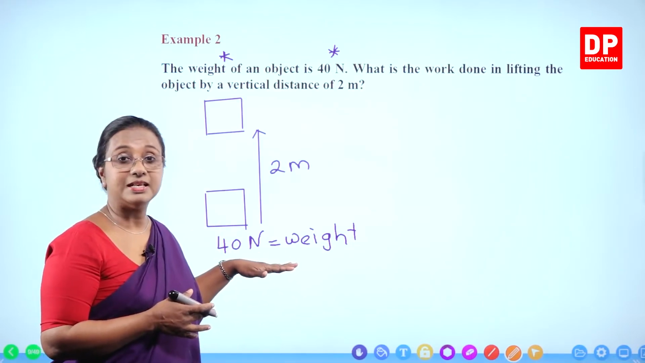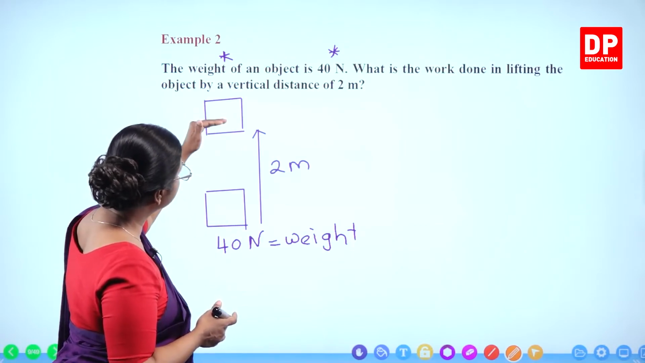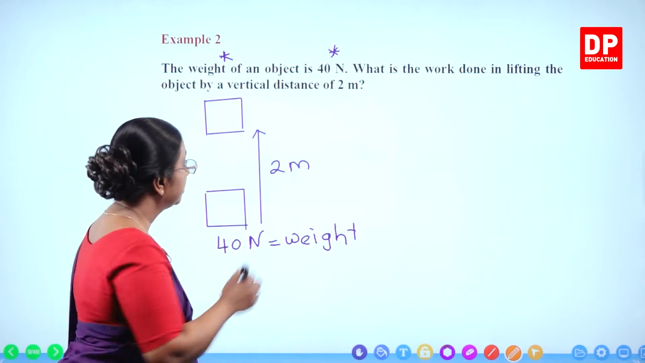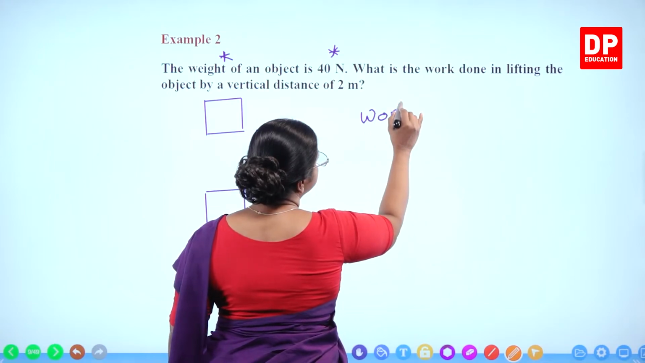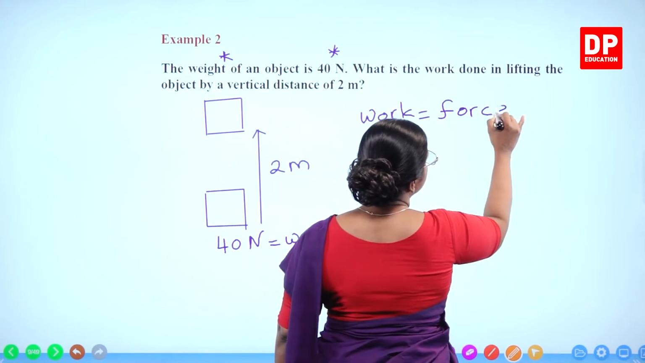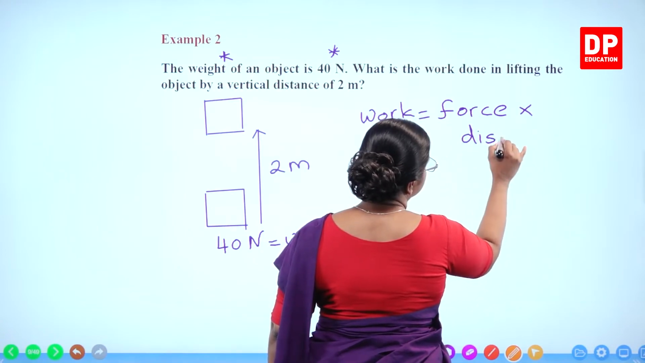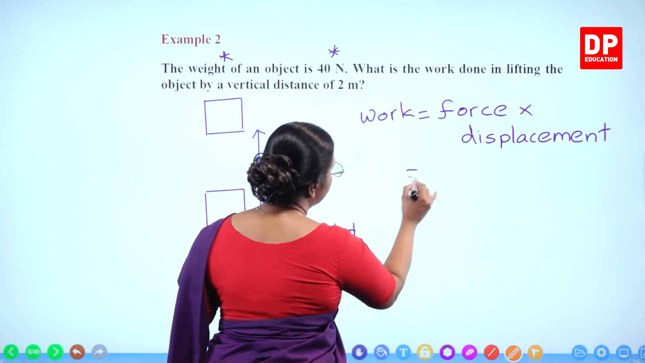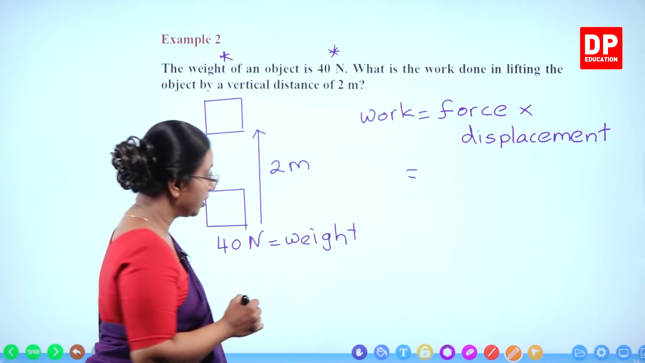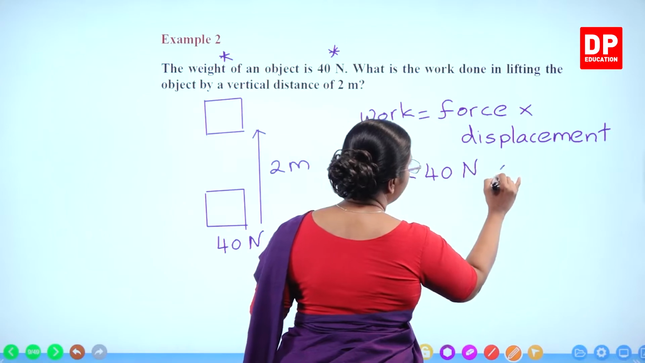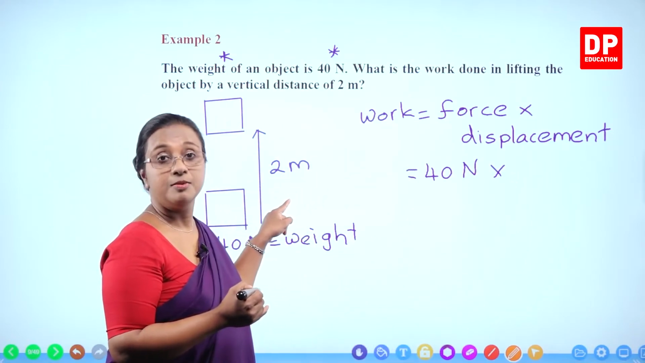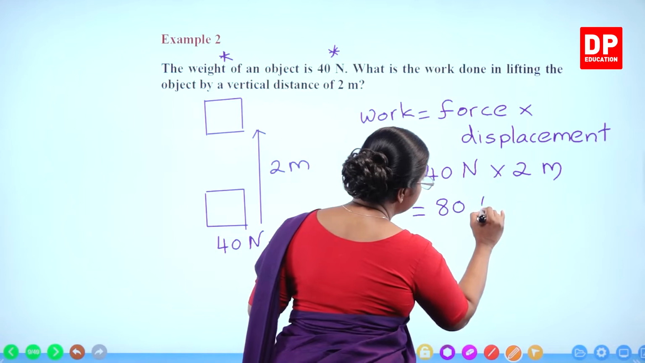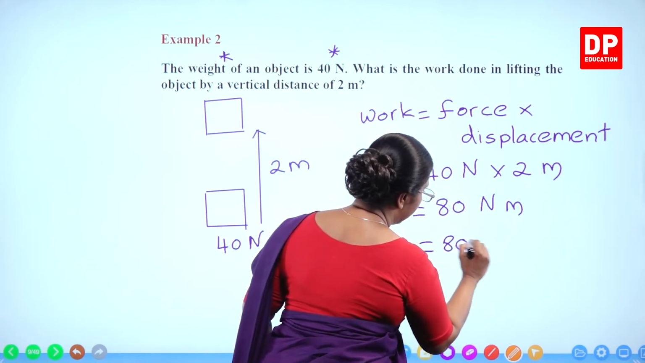Same applies here. The object is raised or lifted by a vertical distance of 2 meters. Then also there is work done. What is that? Work equals force into displacement. So what is the work done? They have given you the weight as 40 Newton, and the vertical height that is moved is 2 meters. So 40 into 2, 80 Newton meters, that is equal to 80 joules.